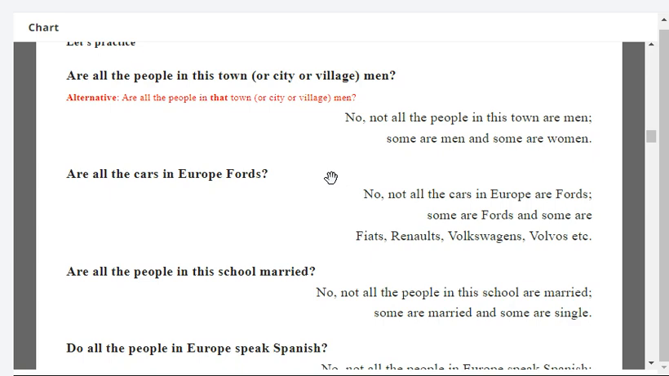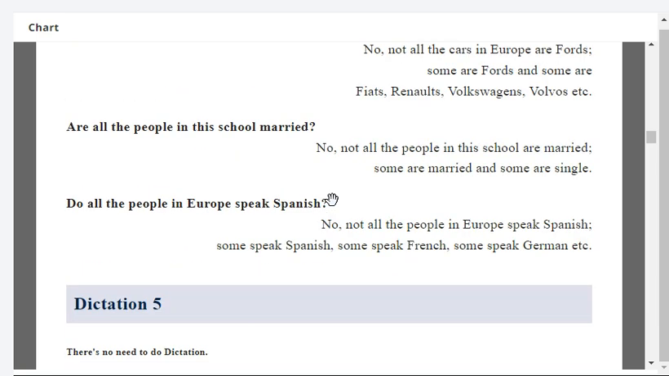Very good. Are all the cars in Europe Fords? No, not all the cars in Europe are Fords. Some are Fords, and some are Fiat, Renault, Volkswagens, Volvos, etc.